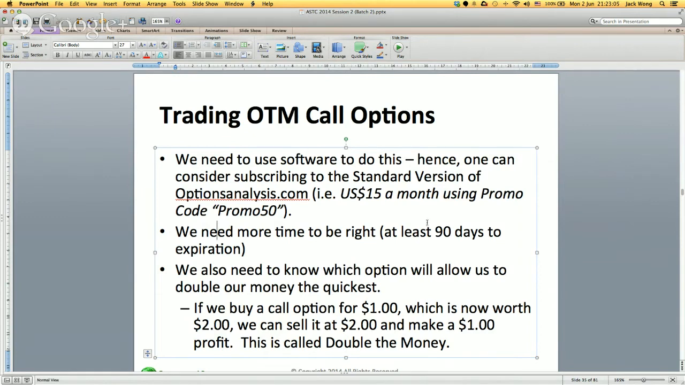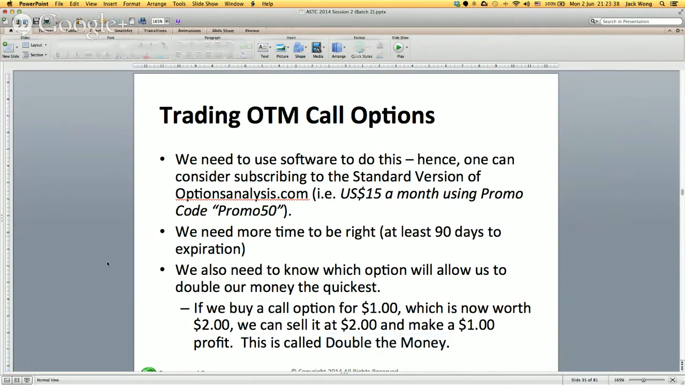We also need to know what strike price to pick. The whole point of this strategy is if we buy a call option, say for $1, I want to sell it at 2 so that for every dollar I invest, I have $1 profit. That's called double the money. So if I pay $1, I want to sell the option at 2 so that I can profit 1, double the money. That's the only objective. So it has nothing to do with the stop price, technically speaking.